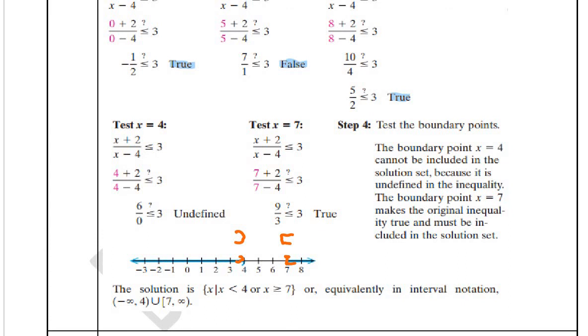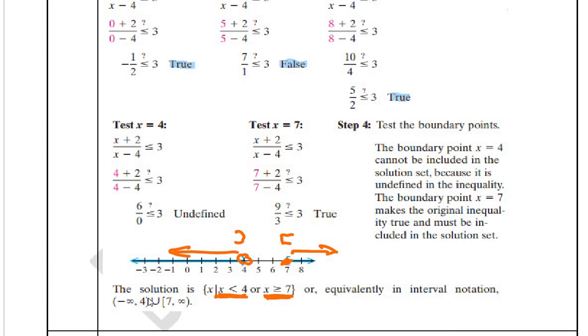Or you can use the method of a dot and a hole. For included, you can make a dot, and for excluded, you can make a 0. Is it clear? And then it was true here and true there. So x is less than 4 because it's not included, and x is greater than or equal to 7 because it is included.